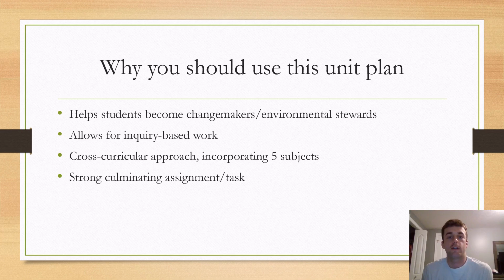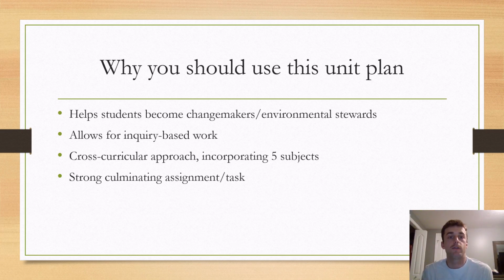So first things first, it helps students become change makers, environmental students, and it does this by having lessons at the start that teach them about rising sea levels, how they have occurred, who it's affecting, and then it builds on this by having them apply how can we help the people who are affected by rising sea levels and how can we stop it and mitigate the effects.